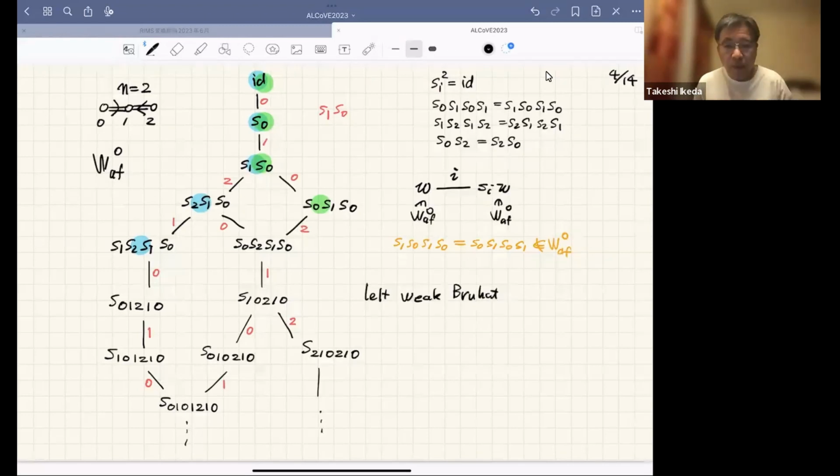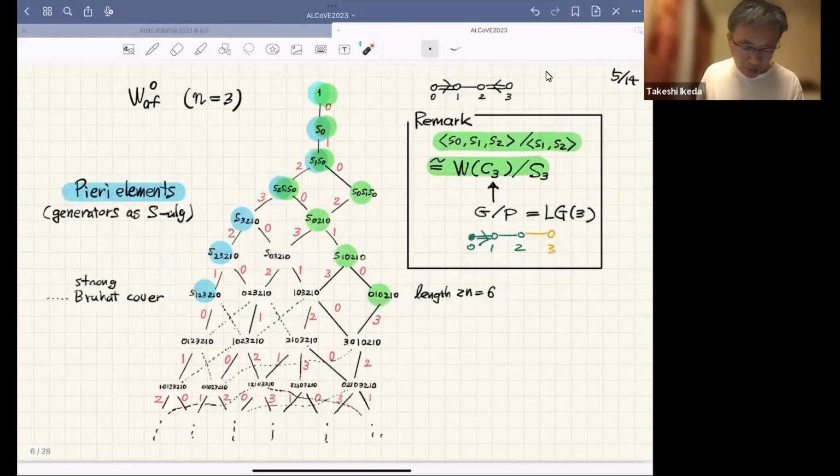So if you consider the n equals 3 case, the set looks like this. These light blue elements are important because they give generators, called pure elements. And we can also notice that this part looks like the index set for the Schubert classes of the Lagrangian Grassmannian.